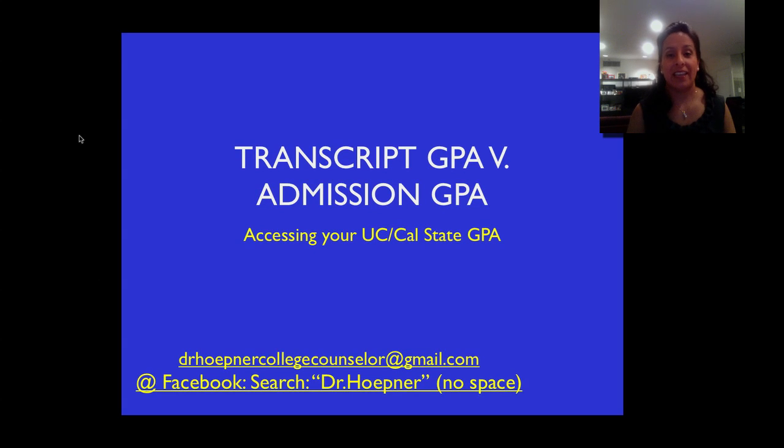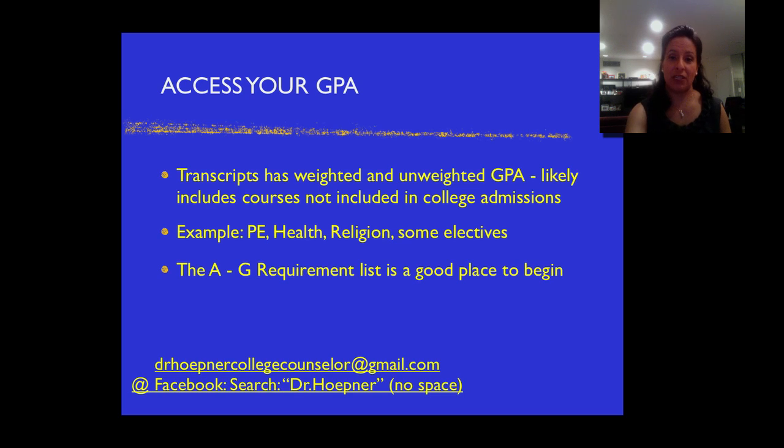Okay, welcome back. Today I'm going to show you how to figure out what your GPA is for when you're applying to UCs or Cal States. And also, it's just a really good GPA number to have in your head because it's different than your transcript GPA. Let me explain. On your transcript right now, you're going to find a weighted and an unweighted GPA. The weighted typically includes the honors classes and the AP classes because you get a bump up in your school typically for taking those classes.